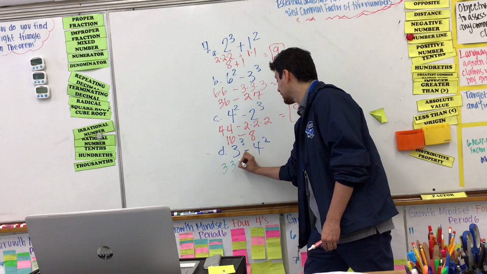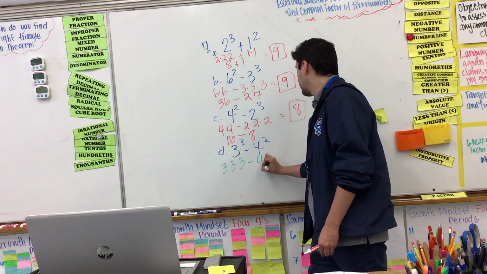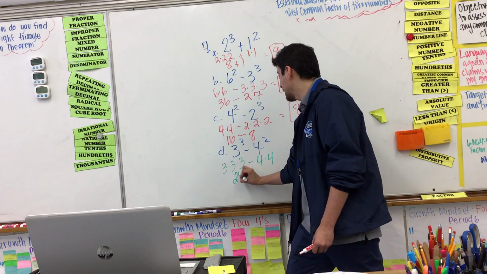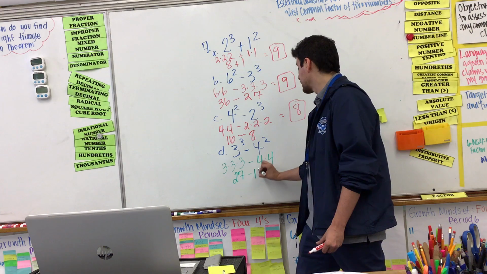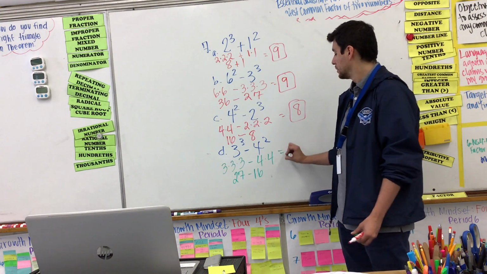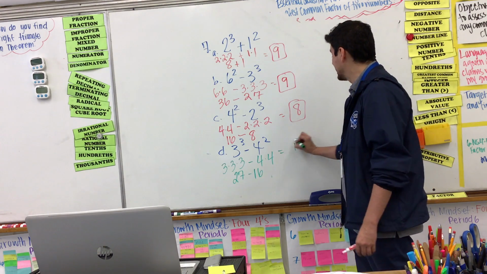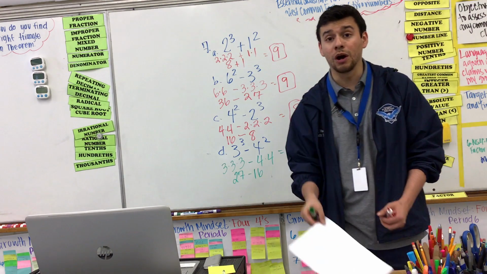3 times 3 times 3 minus 4 times 4. Well, I know that 3 times 3 times 3 is 27. And 27 minus 4 times 4 is 16. 27 minus 16, 7, 8, 9, 10, 11. That's actually 11. So I solved all of them.